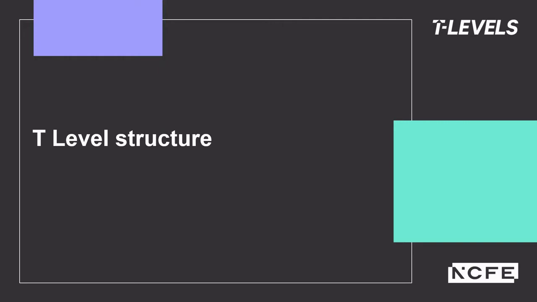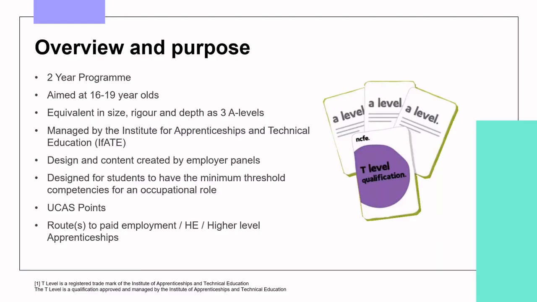So we're going to begin with the high-level overview of the T-levels. So what are T-levels? T-levels are a level 3 two-year program aimed at 16 to 19-year-olds, and they've been designed around 11 occupational routes, and they are equivalent in size, rigor, and depth to 3 A-levels, and also attract UCAS points.